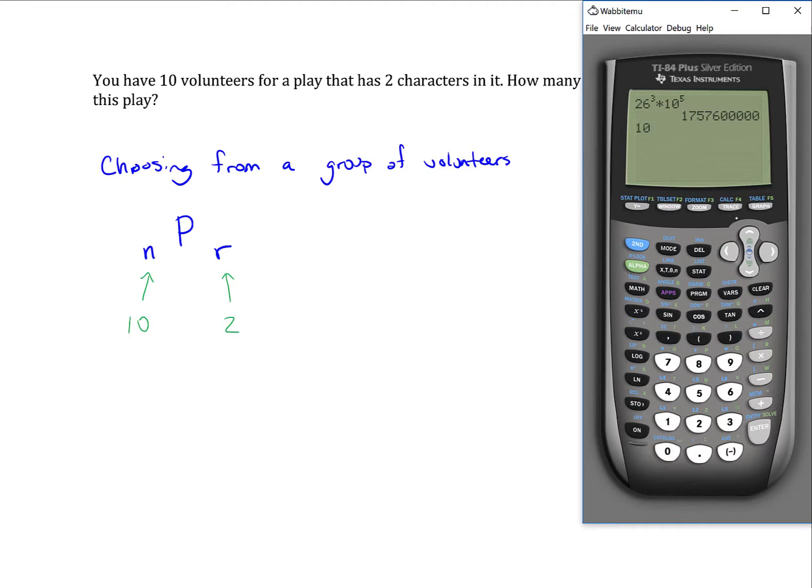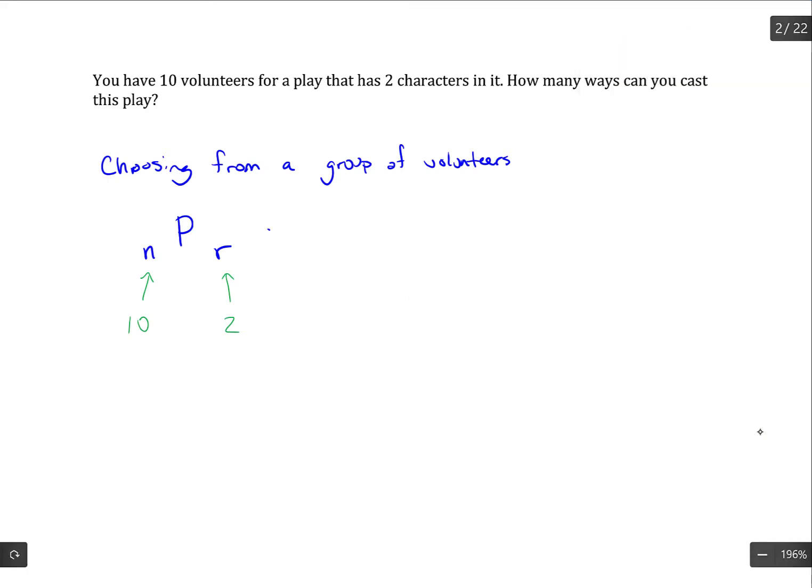We put 10 in the calculator first, then hit the math button, slide over to the PRB menu, and the second item down is nPr. So that's the number of permutations of n objects taken r at a time. We're taking 2 at a time, so we get 90 as our answer.